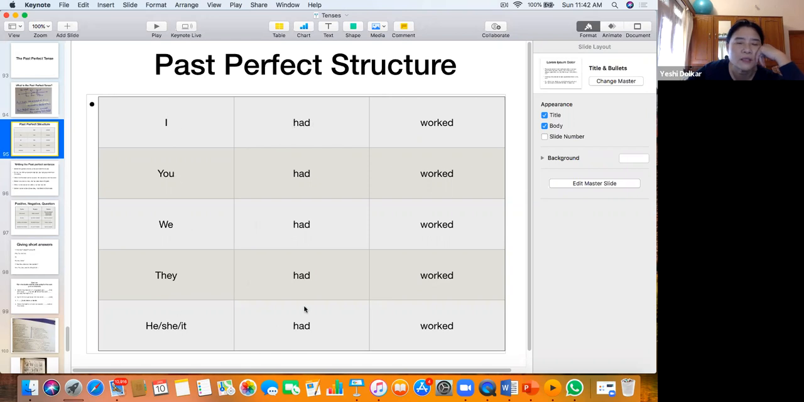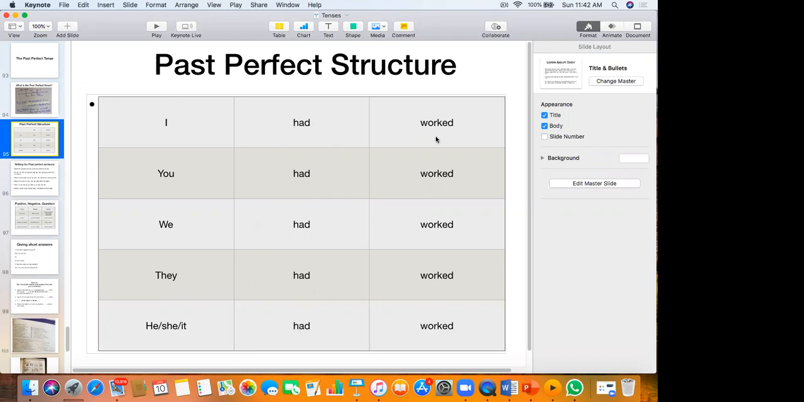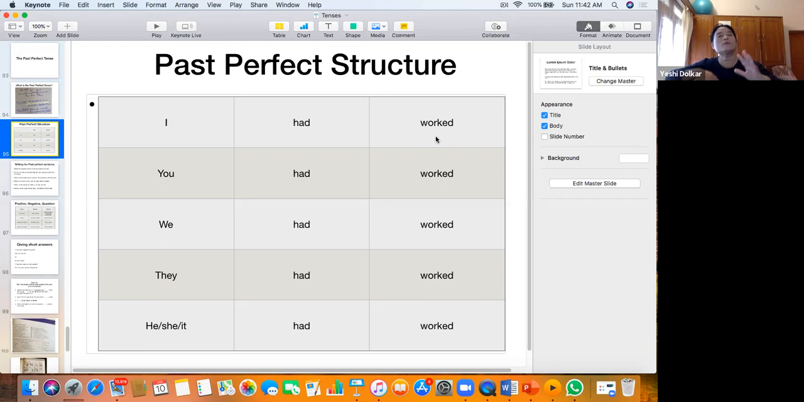All right. I had worked, you had worked, we had worked, they had worked. He had worked, she had worked, it had worked. So when you use had with a past participle, then it means it happened before another past. It happened before another past.